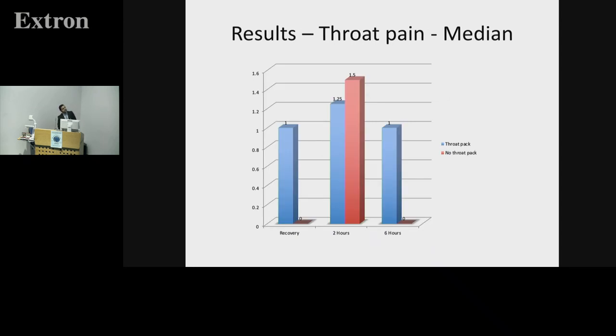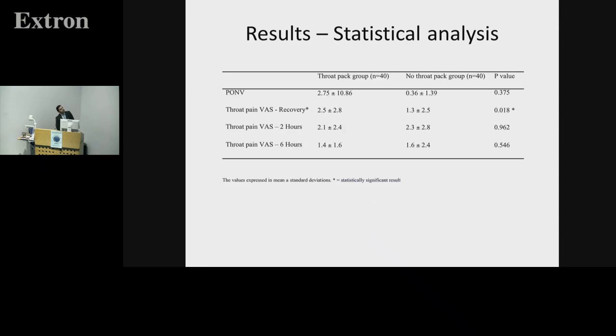In terms of the median score, because we've got non-parametric results, it's best to elaborate with the median score, again fairly similar on both sides. Once we put this through statistical analysis, the only statistically significant finding was the pain in recovery. It was higher in the throat pack group. In terms of postoperative nausea and vomiting, they were fairly equal, with no statistical significance. Again, the high standard deviation was because of the 2 outliers in the throat pack group.